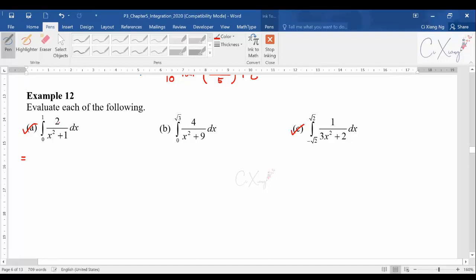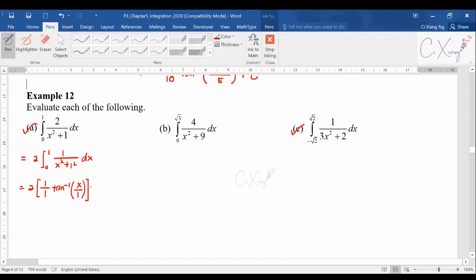So for part A, you're having 2 over x squared plus 1. The 2 is a constant. I will take it out straight away, and I'm having 1 over x squared plus 1 squared. So your a is a 1. When you want to integrate 1 over x squared plus 1 squared, generally you have 1 over a, so 1 over 1. Maybe I write it out better. 1 over 1, 1 over a, then tangent inverse of x over a, so x over 1 also.